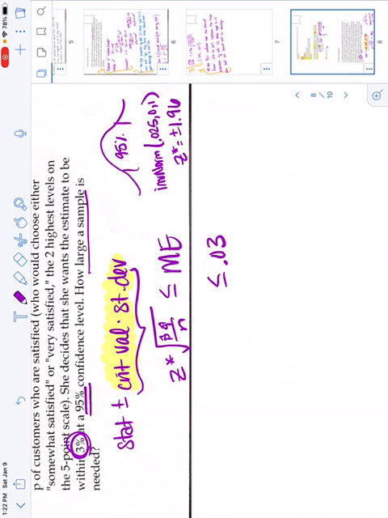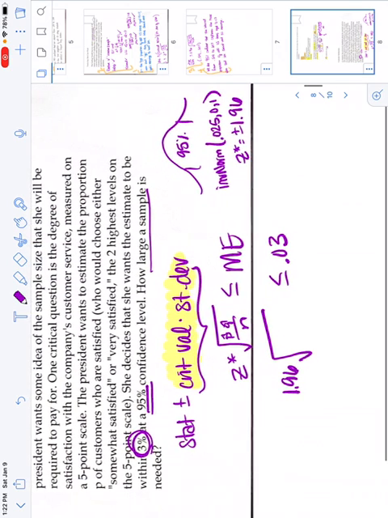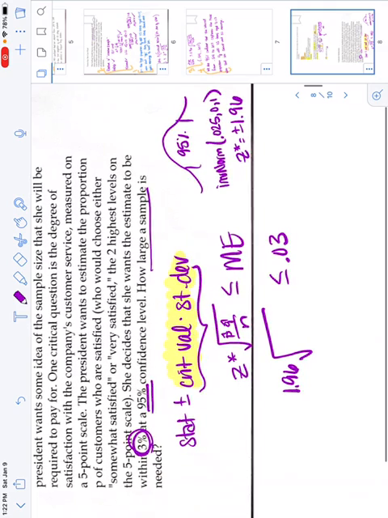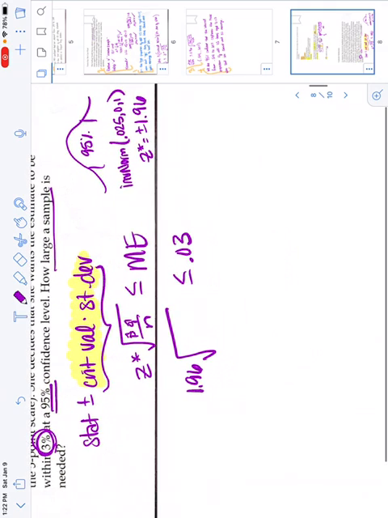Now, when I do this, I'm not going to plug in the plus or the minus. I'm just going to plug in the positive version, 1.96. And then, let's see. She did not give me any sample data. Like, they didn't tell me any sample proportions. So my P hat and my Q hat are going to default each to 0.5, and I'm solving for N.